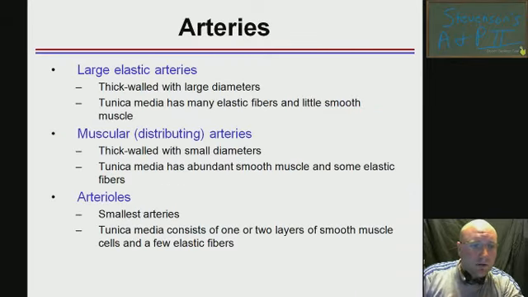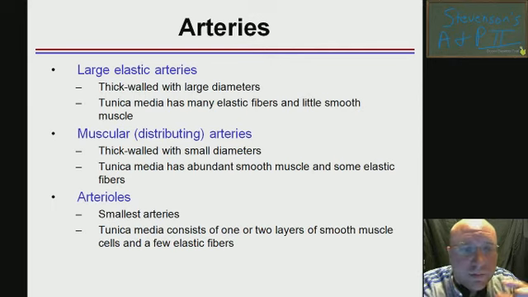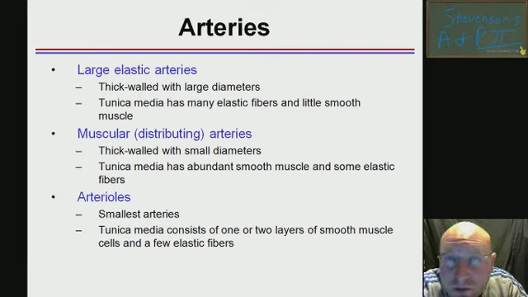Arteries. Three main types right here. Large elastic arteries. Where are the large elastic arteries found? We'll find that out really soon. These are thick-walled arteries, and they have extremely large diameter, like the aorta. The tunica media has elastic fibers and little smooth muscle because it doesn't have to push to pump it, because places like the aorta have a lot of pressure built up just from the pumping of the heart. They need to be able to expand to keep from exploding with so much pressure that's placed on them by the heart.